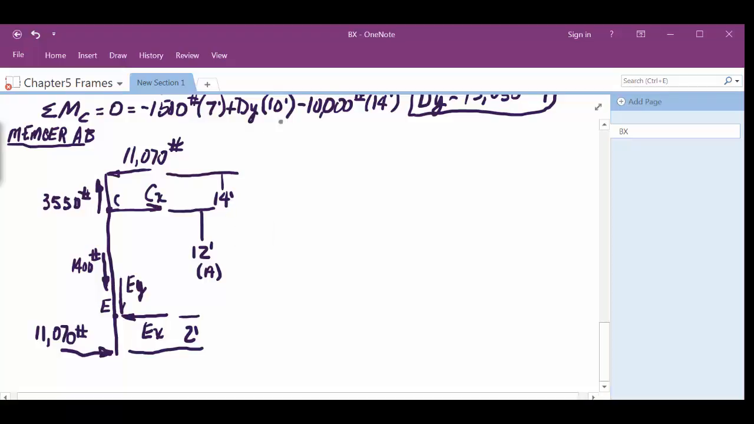So here we go again. Sum of the forces in the X equals 0. You got minus 11,070 up there at the top.